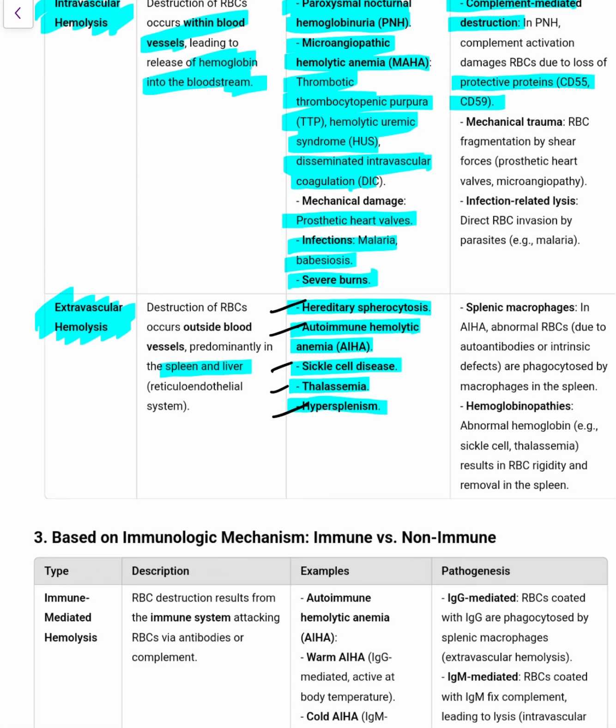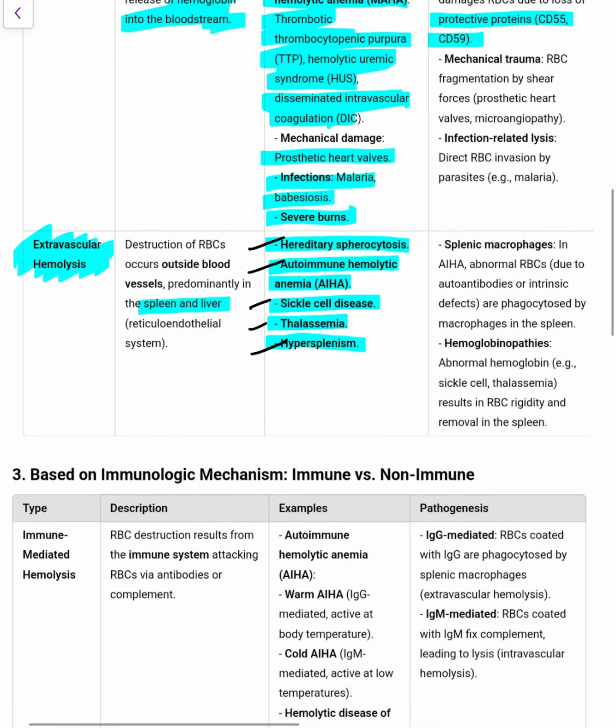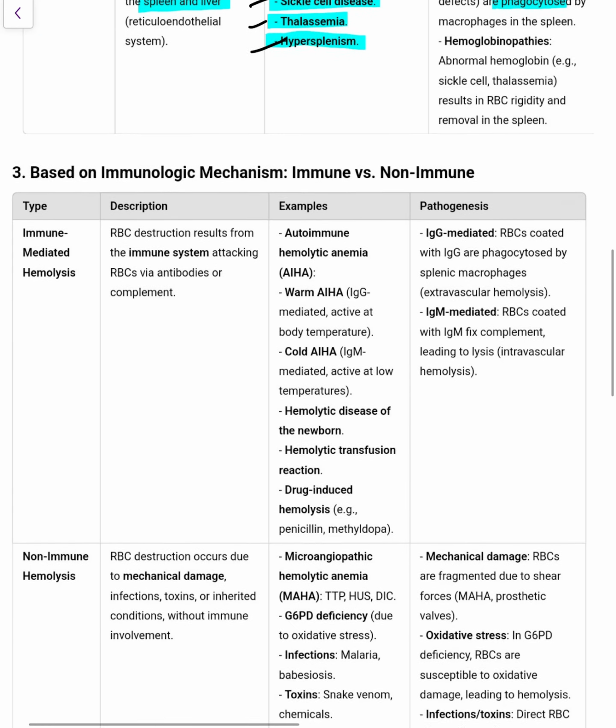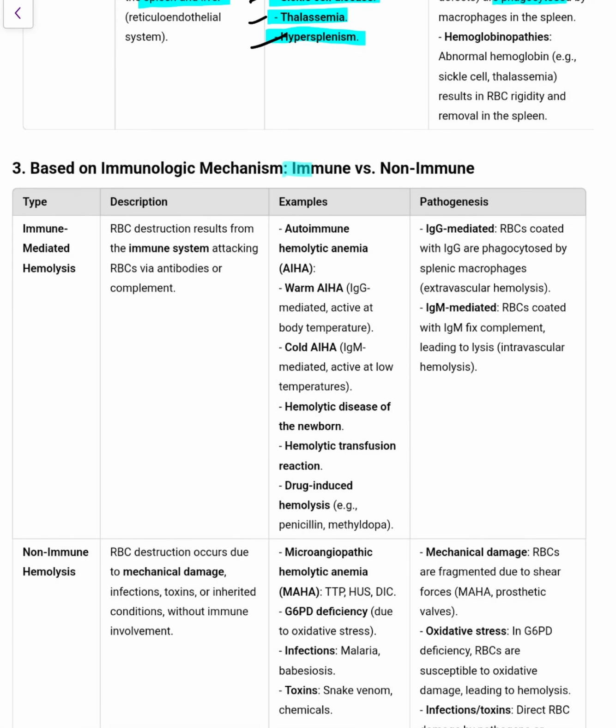Okay, so how does it happen is, splenic macrophages will go and phagocytize the RBCs. Okay. So next, coming on, either it is immune mediated damage or non-immune mediated. Immune mediated, as I said, it is because of the immune attack.